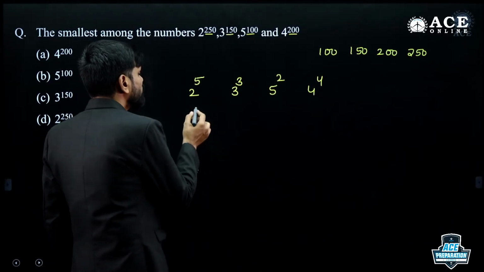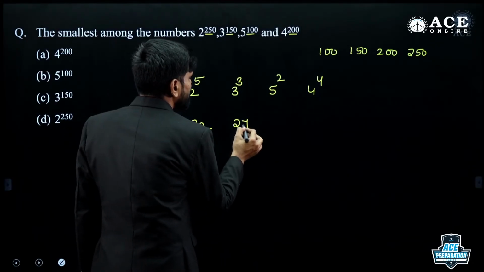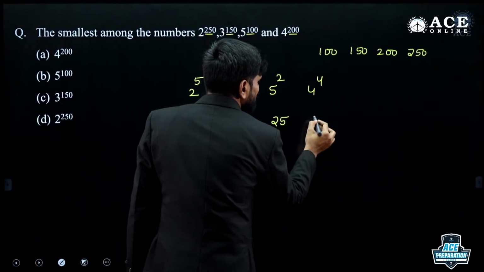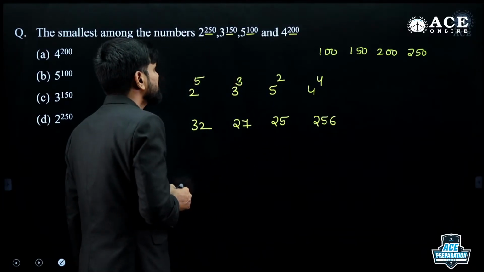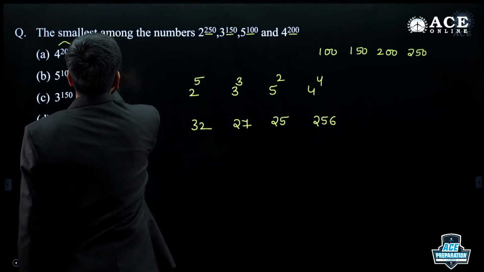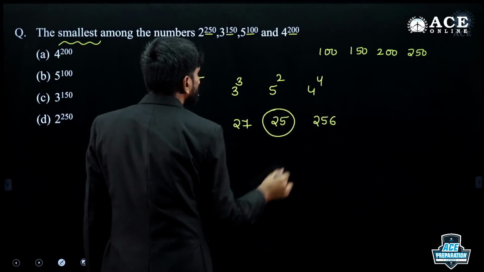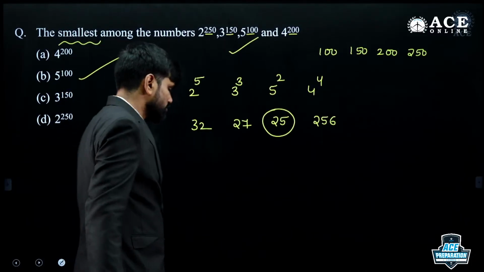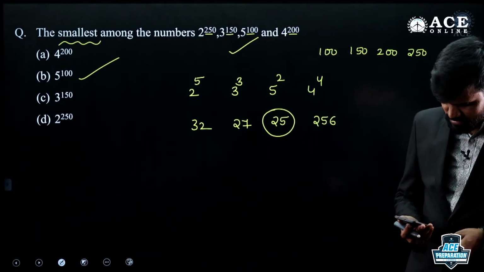Right dear? Go ahead. 2 power 5 is 32. 3 cube is 27. 5 square is 25. 4 power 4 is 256. They are asking you for the smallest among them. So the smallest among all these is which one? The third one in the sequence, 5 power 100. Hence your answer has to be Option B. Right? Is that clear?